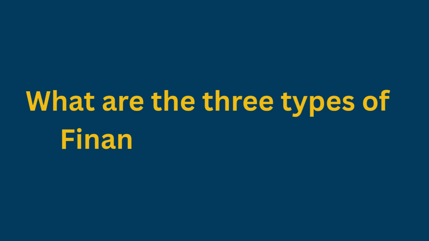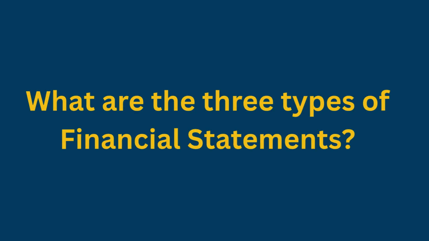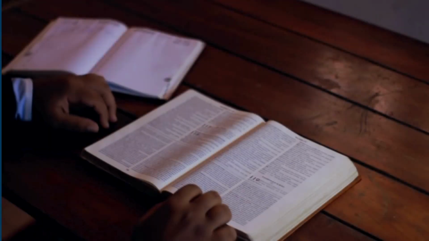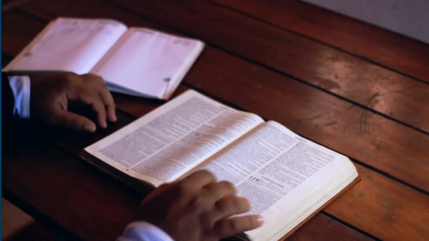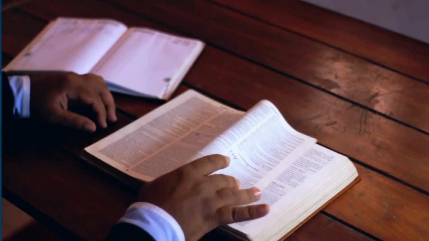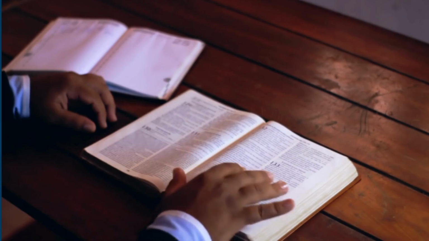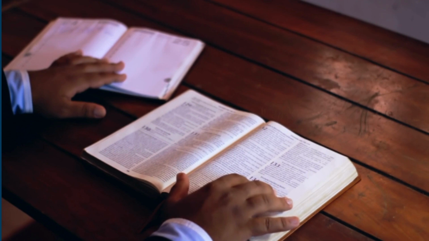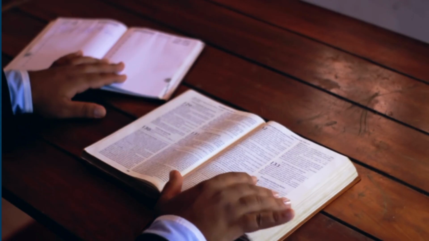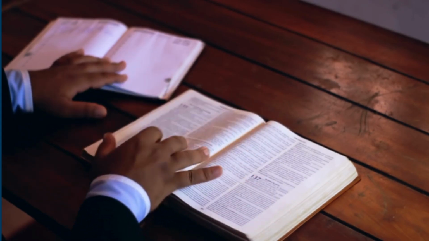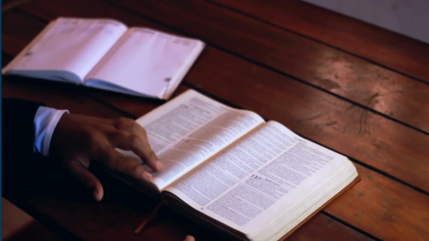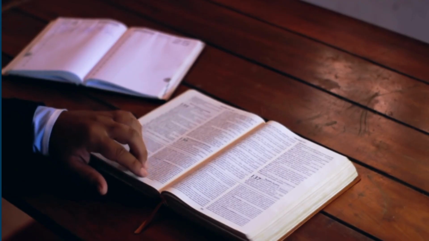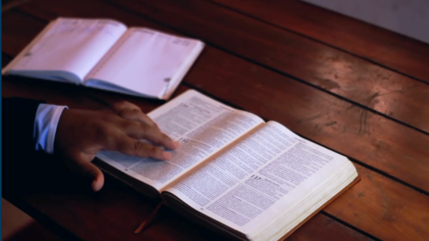What are the three types of financial statements? There are three core financial statements, and each one answers a different question. The income statement answers, was the business profitable? Did it make money or lose money this period? The balance sheet answers, what does the business own and owe right now? What is its financial position at this exact moment? And the cash flow statement answers, where did the cash actually go? How much came in, and how much went out?